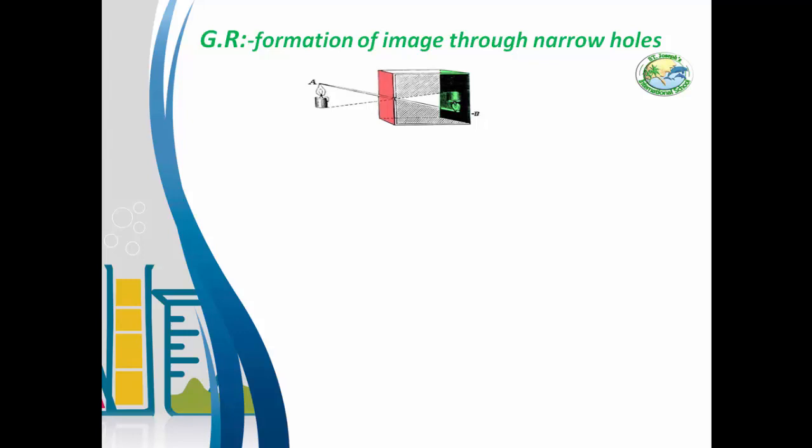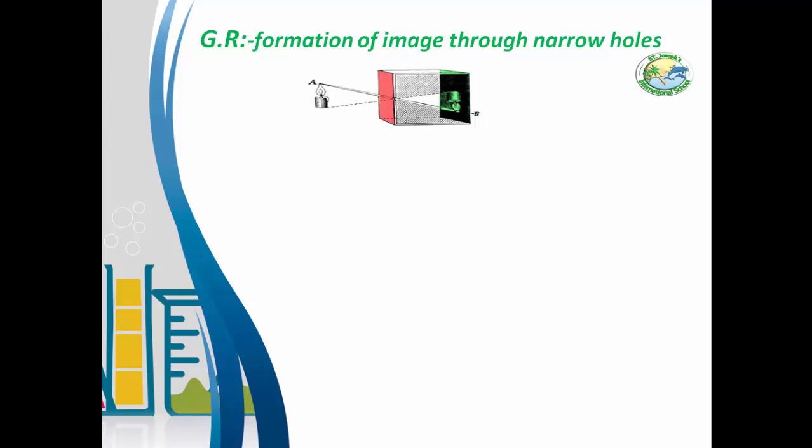Formation of image through narrow holes is due to the traveling of light in a straight line. Again, give reason: formation of image through narrow holes. The answer will be due to the traveling of light in a straight line. Give reason: formation of shadow. The answer will be due to the traveling of light in a straight line.